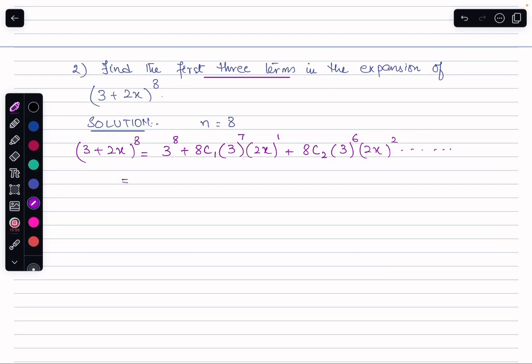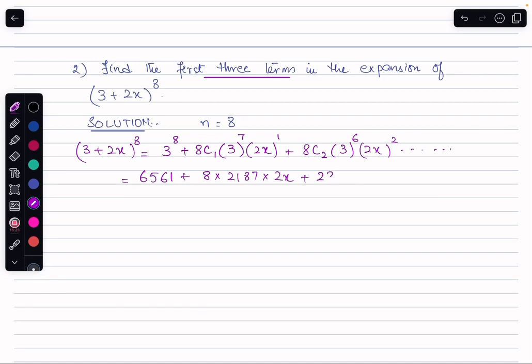So 3 to the power 8 is going to be 6561 plus 8c1 is an 8 times 3 to the power 7, that is going to be 2187 into 2x plus 8c2. So 8c2 is going to be a 28.